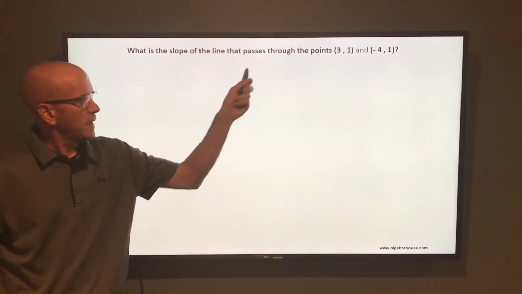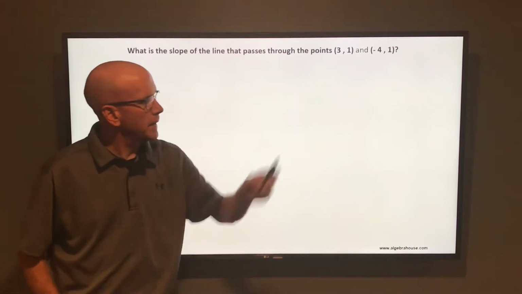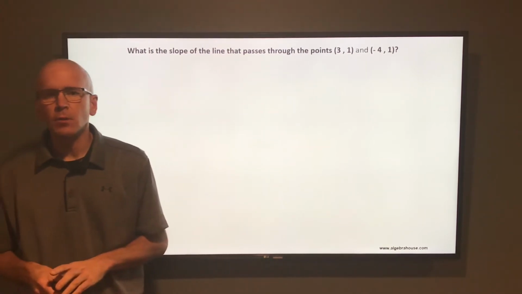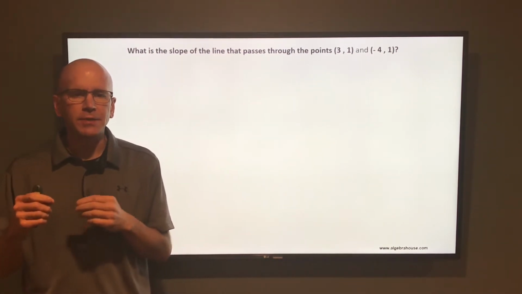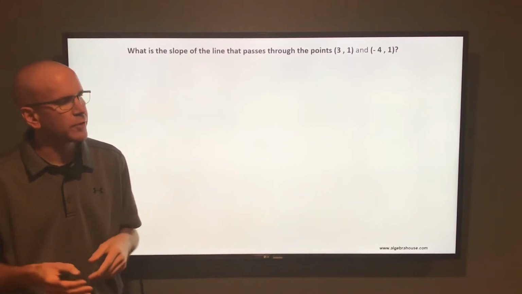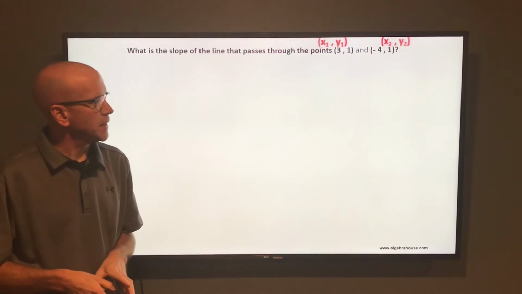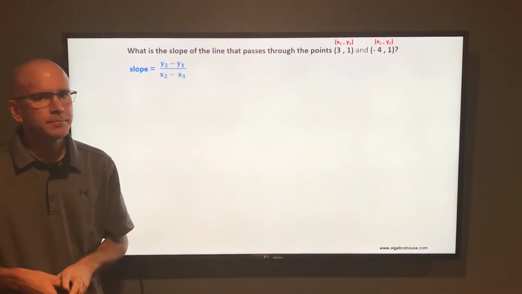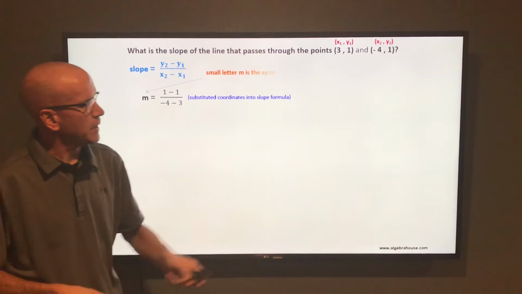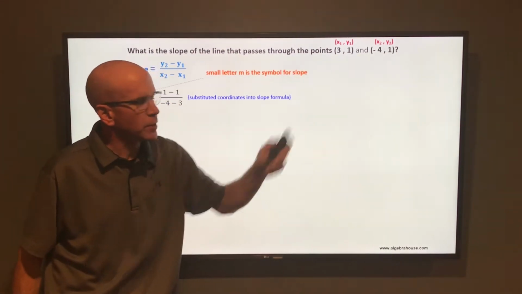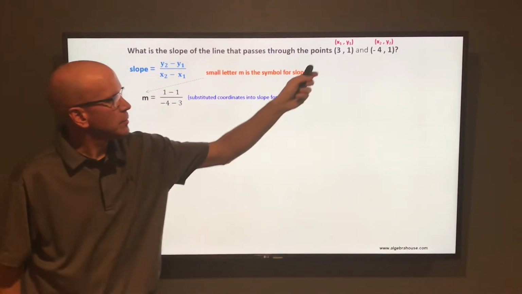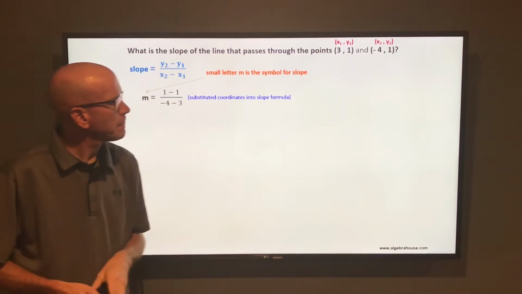What is the slope of the line that passes through the points (3, 1) and (-4, 1)? Again, to find the slope of the line, we're finding the vertical change, that's the change in the y coordinates, over the horizontal change, it's the change in the x coordinates. So to find the vertical change, we're going to take 1 minus 1, and the horizontal change would be -4 minus 3. Or you could go 3 minus a negative 4.